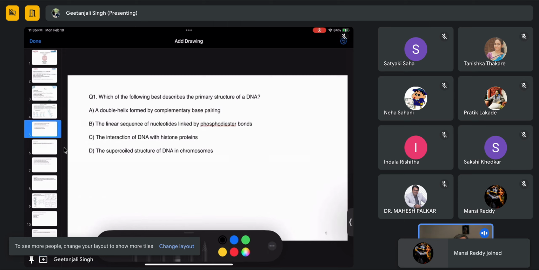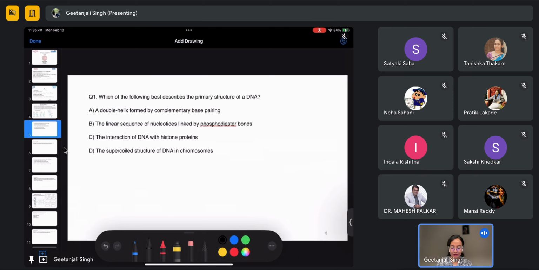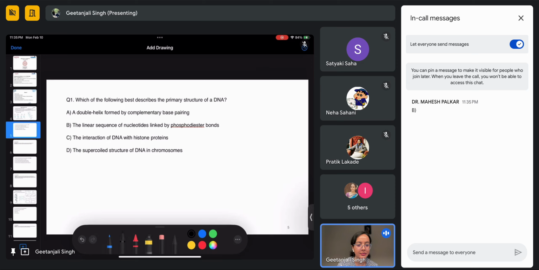Let's solve a question and see what it is. Which of the following best describes the primary structure of DNA? A, a double helix formed by complementary base pairing. B, the linear sequence of nucleotides linked by phosphodiester bonds. C, the interaction of DNA with histone proteins. And D, the supercoiled structure of DNA in chromosomes. Please put your answers in the chat box so that I can know if you're clear with the concept. Very good, I can already see the answer.